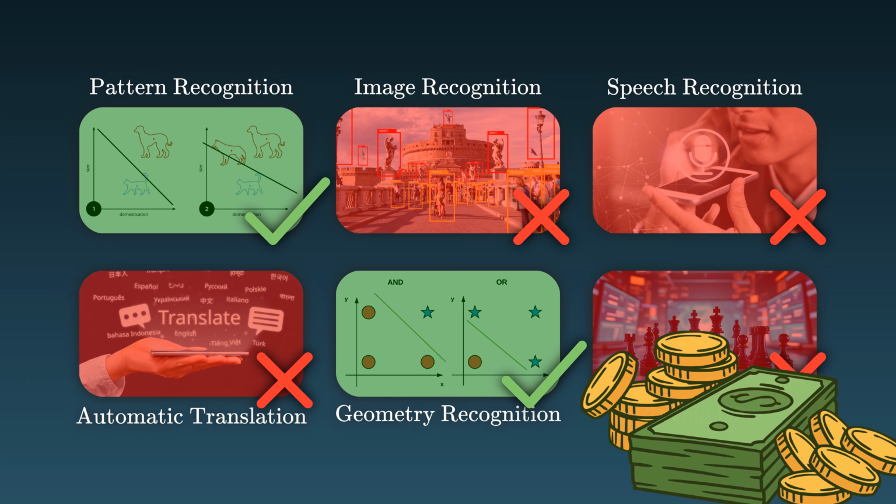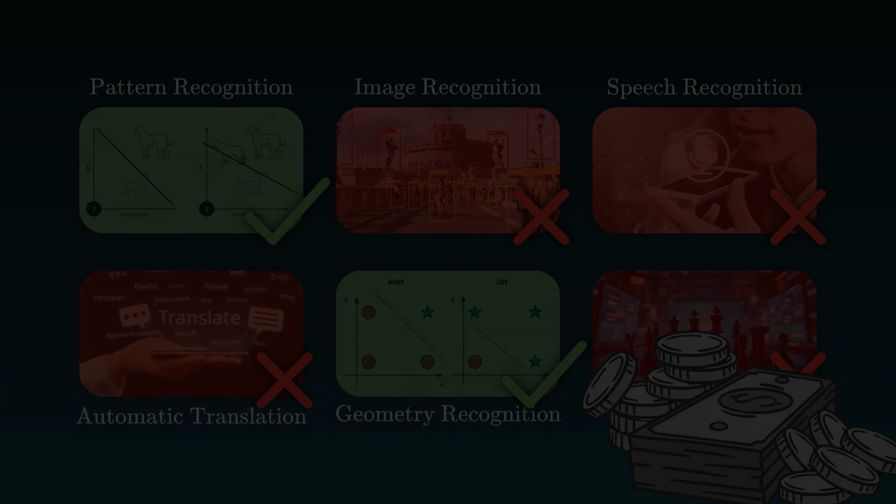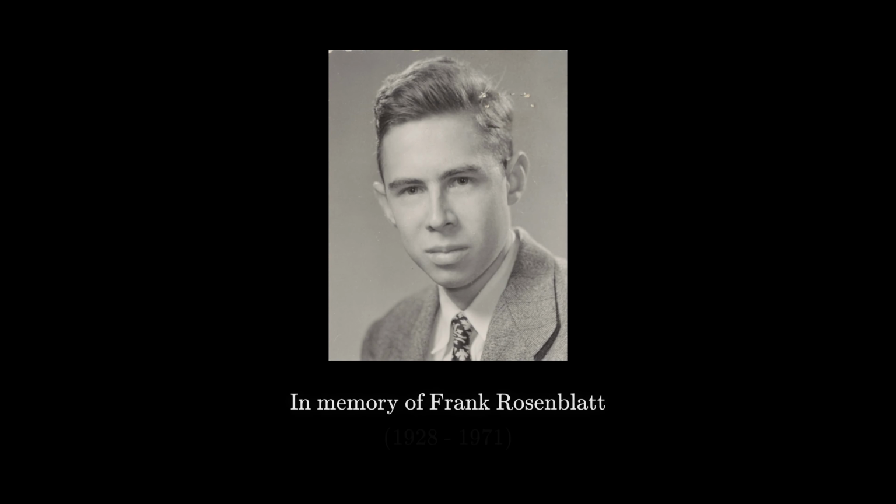After Perceptrons was published, research funding, including support from the US government, quickly dried up. For almost 15 years, neural network research largely stalled in what we now call the first AI winter. And tragically, in 1971, at the young age of 43, Frank Rosenblatt lost his life in a boating accident, unaware that his invention would one day ignite a revolution, but just 50 years later.